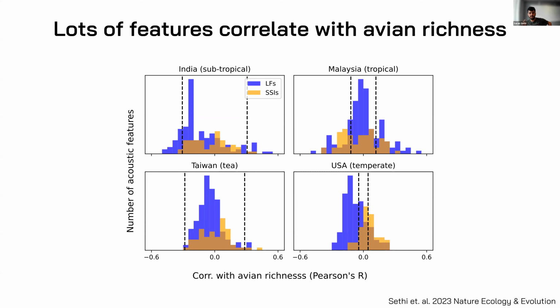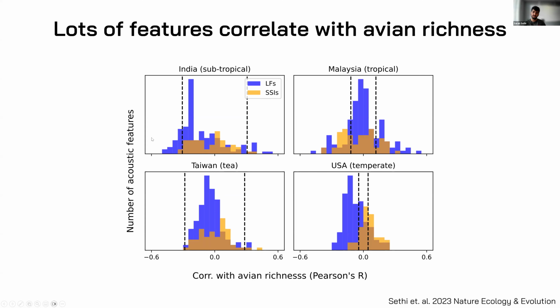So here what we did was we looked at learned features, LS here in blue, and soundscape indices, SSIs, in green, and we looked at univariate correlations of each of those features, so 128 learned features and 60-odd soundscape indices, with avian richness in each of these data sets. And what we look at here are the distributions of Pearson's correlations of these univariate features with species richness, and dotted lines indicate significance thresholds for each data set.